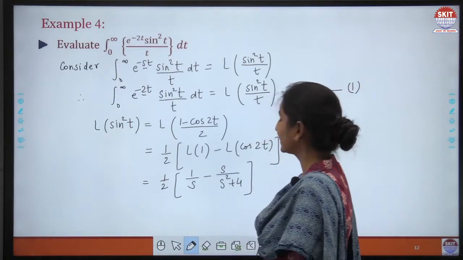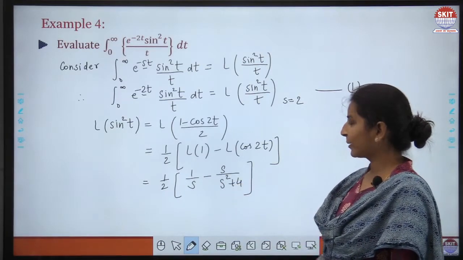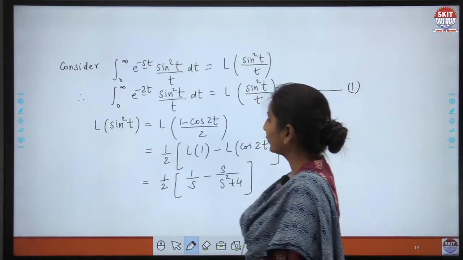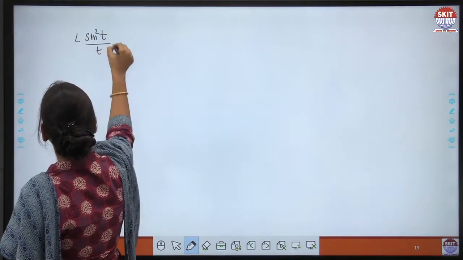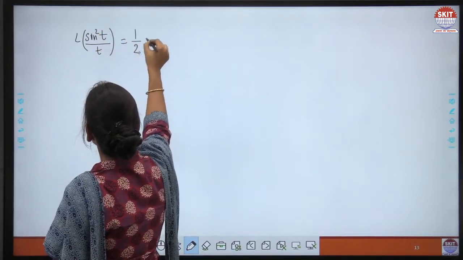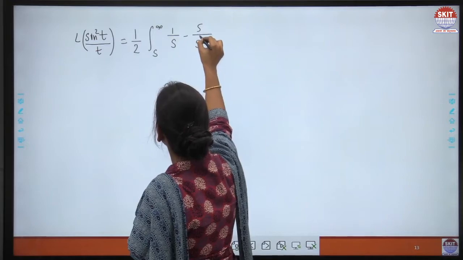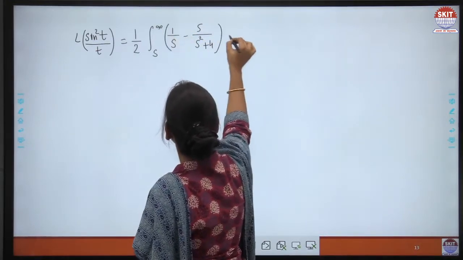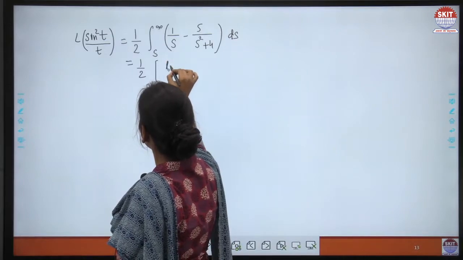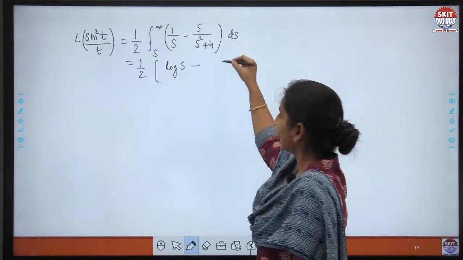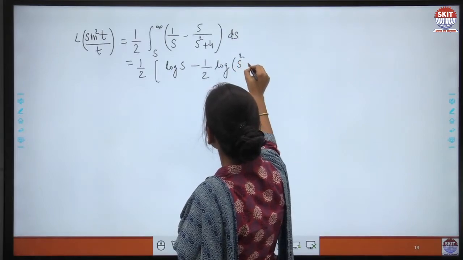Now since it is divided by t, so as in the previous question, I have to again apply the property for division by t, and then this Laplace will be converted to an integral. So we now write down Laplace of sine square t by t. This will be 1 by 2 as it is, then I have integral s to infinity of 1 by s minus s upon s square plus 4 ds. Integration of this function gives us 1 by 2 as it is, 1 by s will be converted to log s, and s upon s square plus 4 will be converted to 1 by 2 log of s square plus 4.